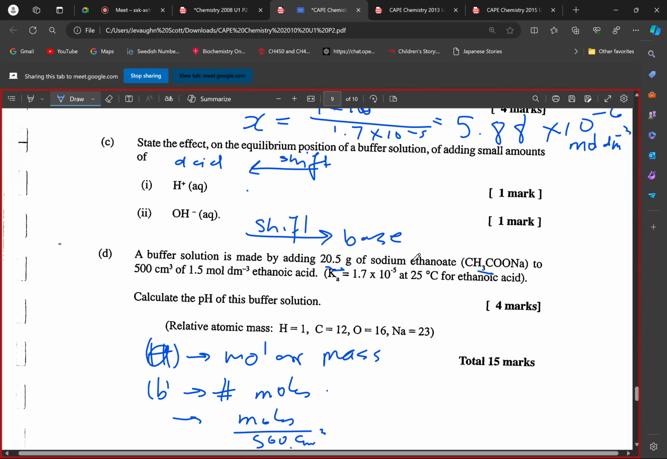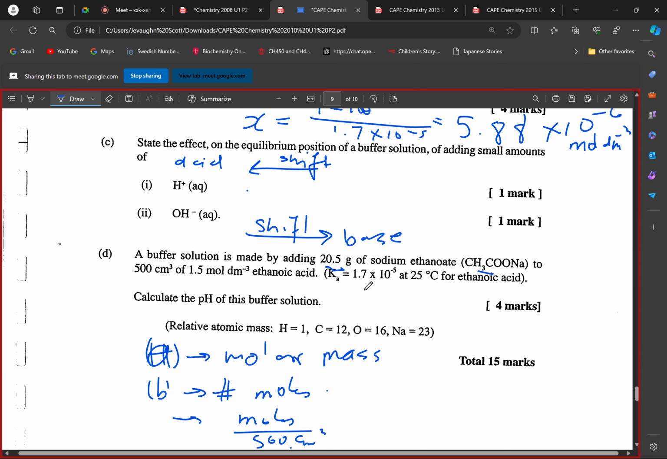Sir, won't you have to divide the molar mass of sodium ethanoate by 20.5? Is mass divided by molar mass? Yeah, mass divided by molar mass gives you moles, right? So after you get the number of moles, that's what you do.